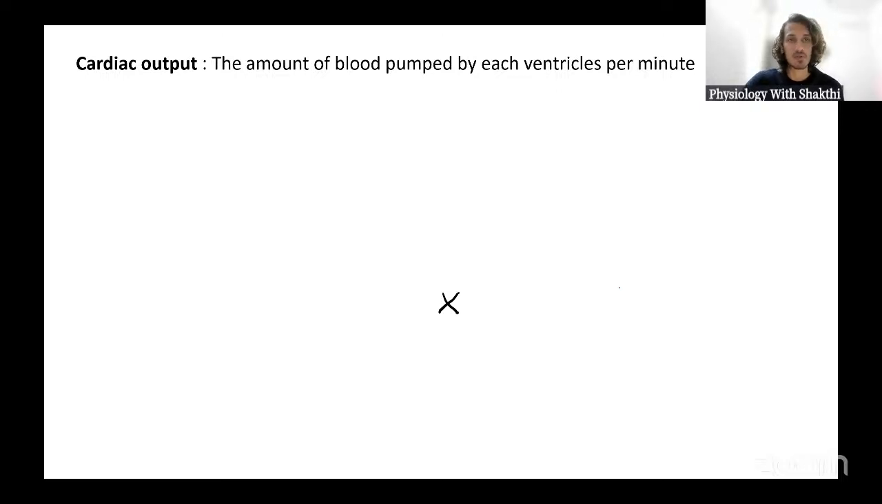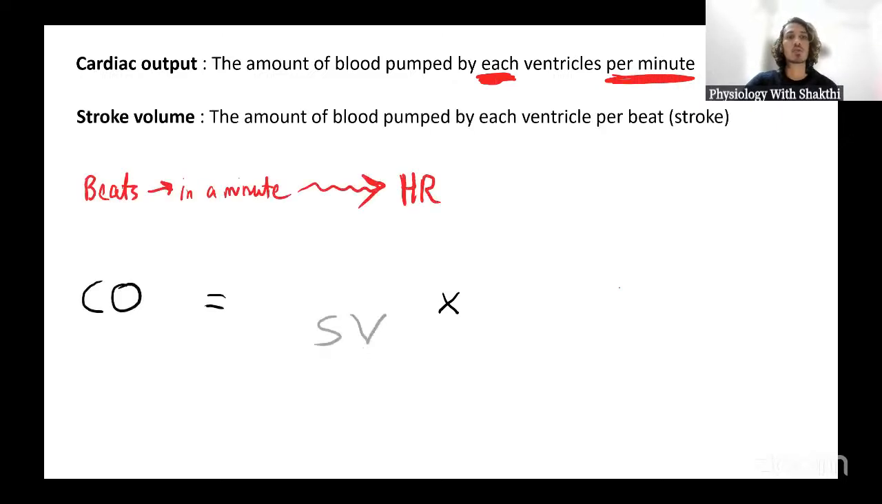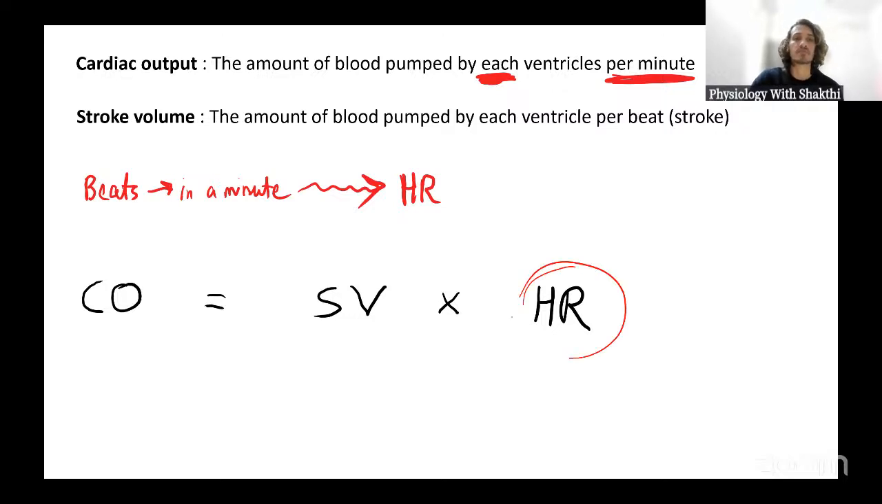Then we have cardiac output. The amount of blood pumped by each ventricle, same, per minute. So that is how you get the formula. Stroke volume into heart rate is cardiac output. The amount of blood pumped by each ventricle per beat is stroke volume. That for a minute is the number of heart beats. So that's why cardiac output is stroke volume into heart rate. Okay, normal value is 5 to 6 liters per minute. In males, in females 4.9 liters per minute on an average.